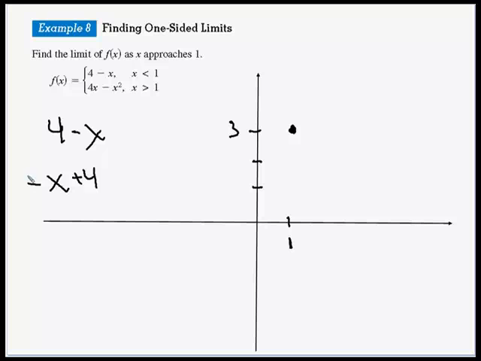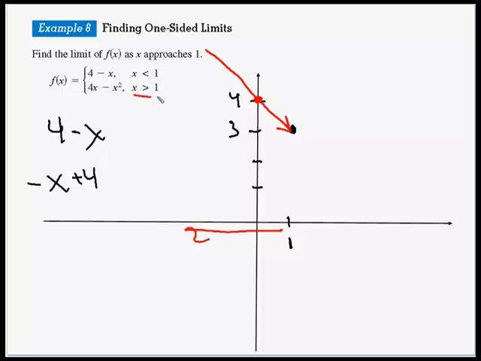And if I was going to graph the line negative x plus 4, it would have a y-intercept of 4. And I'll switch to red, y-intercept of 4, and a slope of negative 1. So the line would be coming down this way. But remember, that's for x values less than 1. So to the left of 1, we're graphing this line.